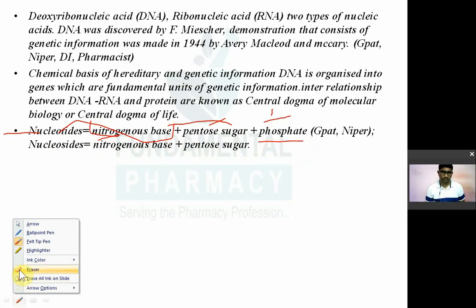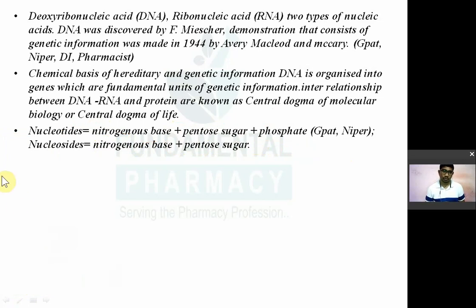So nucleic acid itself is a polymer, a polymer of nucleotides. Nucleotides are made up of nitrogenous base plus pentose sugar plus phosphate. Remember, the question has already come. Now another term is nucleosides: nucleosides are without the phosphate group, only nitrogenous base and pentose sugar. Nucleotides means three, nucleosides means two: nitrogenous base and pentose sugar. Nucleotides means three: pentose sugar plus phosphate group plus nitrogenous base.